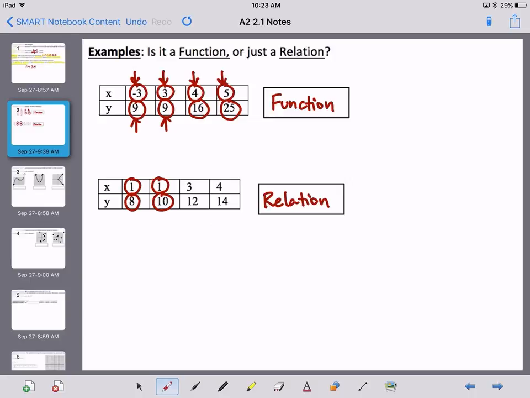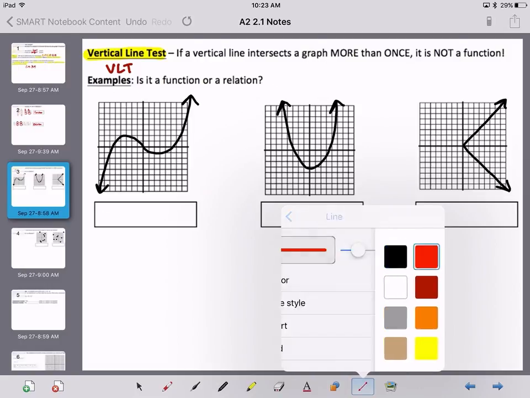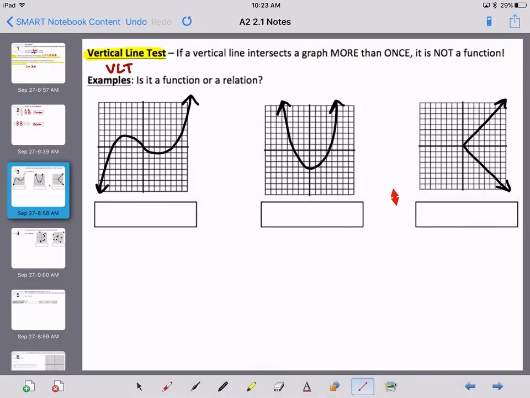Now this is a little easier to tell if you're working with graphs. So if we look at our next set of examples, we have this test called the vertical line test, which sometimes you'll see abbreviated as VLT. What that tells you is if a vertical line intersects a graph more than once, it's not a function. So let's go ahead and take a vertical line and put it through the graph.